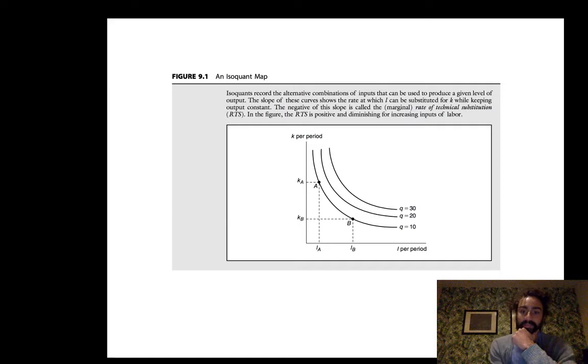And the slope of this isoquant, so the marginal change, the infinitesimal change, if we just slightly shift labor, is called the marginal rate of technical substitution at that given point, right? So that's the slope of this quantity 10 line at the point A, which would be the marginal rate of technical substitution between capital and labor at the point A.